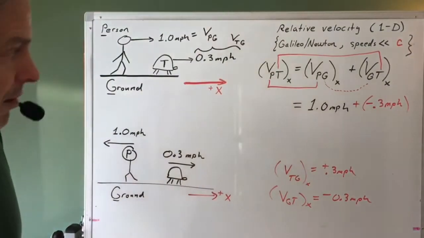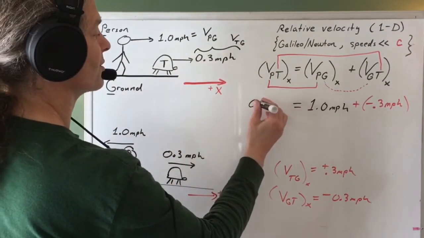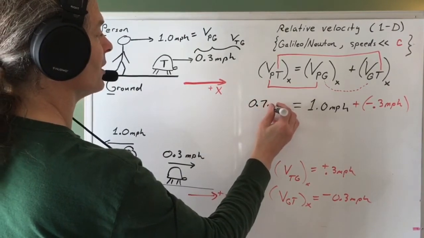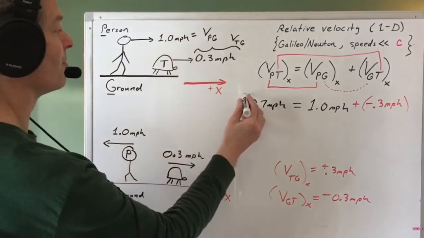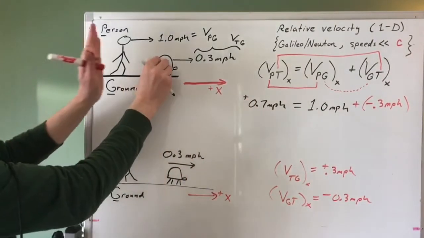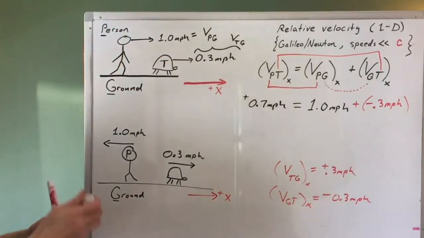Okay, so then our result is that the velocity of the person relative to the ground will be 0.7 miles per hour, as we got with our seat of the pants method. And that comes out positive. That means that from the perspective of a turtle, the person is moving to the right, closing in.